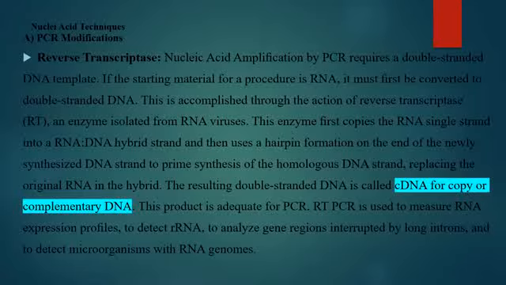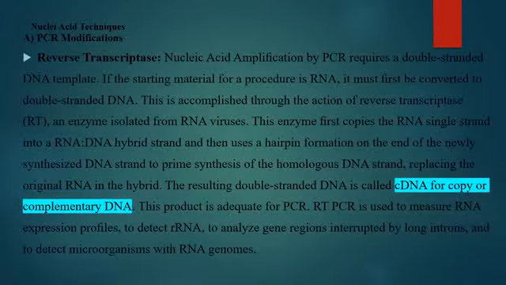Then we come to the reverse transcriptase. And like I mentioned, transcription is about the RNA. So nucleic acid amplification by PCR requires a double-stranded DNA template. That is a regular thing. If the starting material for a procedure is RNA, it must first be converted to double-stranded DNA. The procedure requires double-stranded DNA, and you are starting with an RNA. So your first step is to convert the RNA to DNA, as a double-stranded DNA.